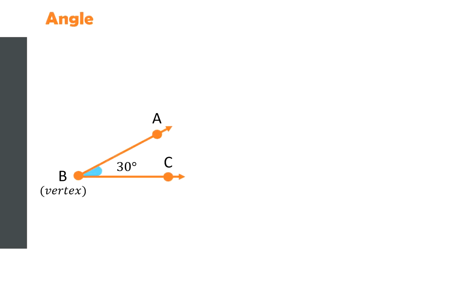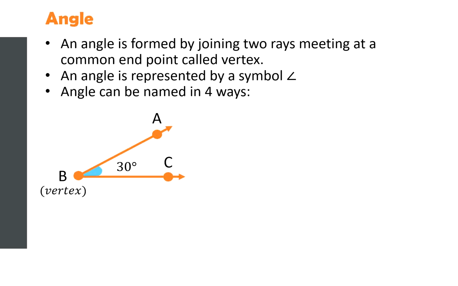Ano nga ba pag sinabi nating angle? So, when we say angle, it is formed by joining two rays meeting at a common endpoint called vertex. So, dito sa given natin, ang vertex natin is yung point B. So, an angle is represented by a symbol angle and it can be named in 4 ways. So, paano ba natin pangalanan tong angle na to? So, una, we can name this as angle ABC.